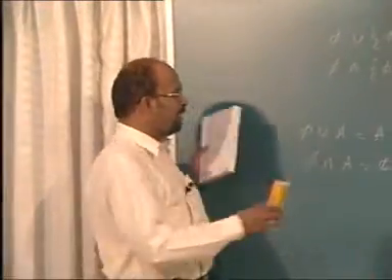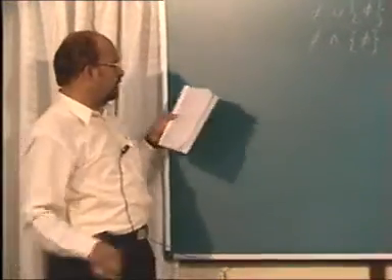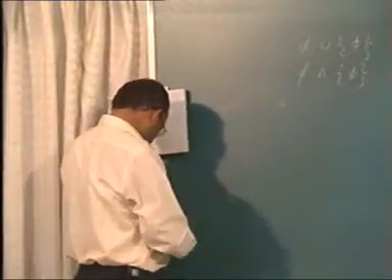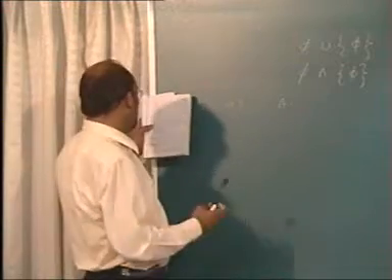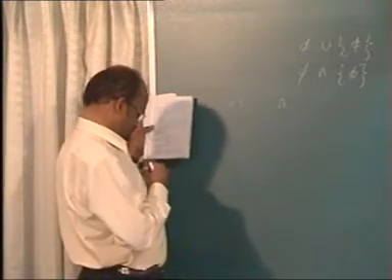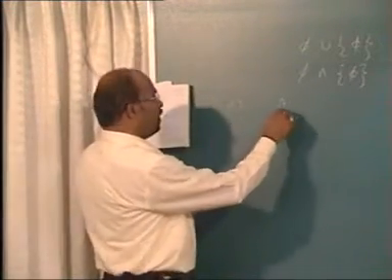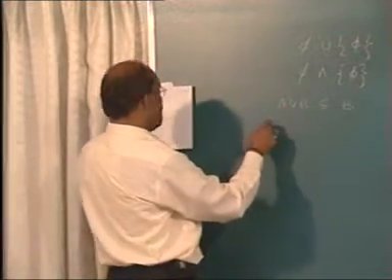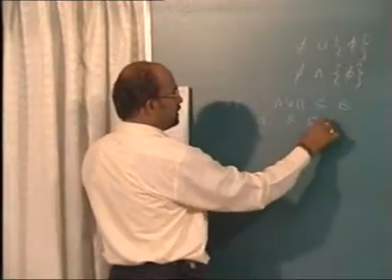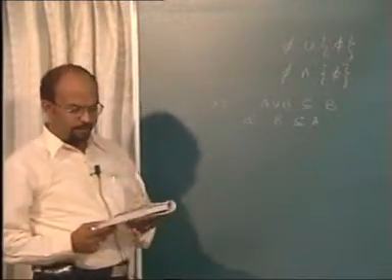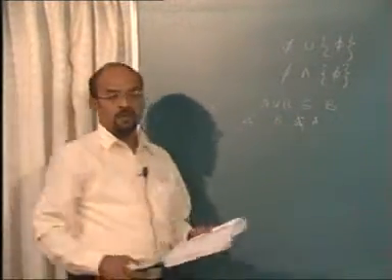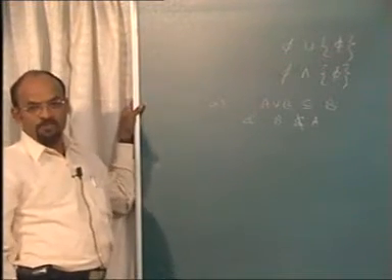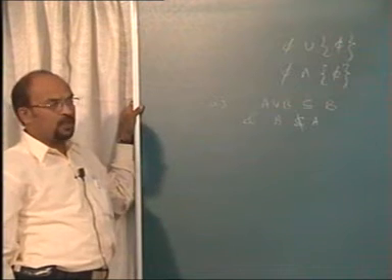Next we go to 1.3, which says that if A and B are two sets such that A union B is proper subset of B and B is not subset of A. Draw Venn diagram. A union B should be subset of B, but B should not be subset of A.